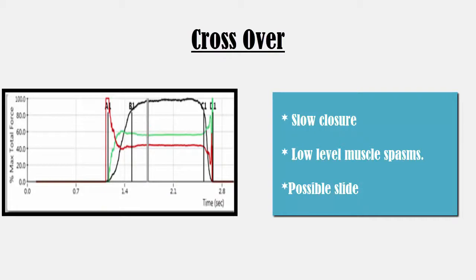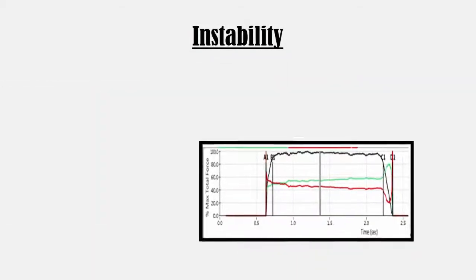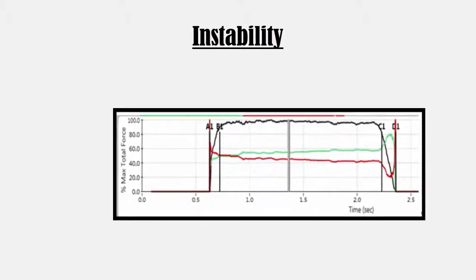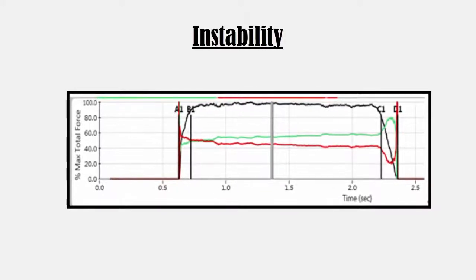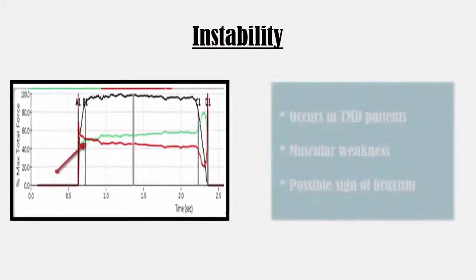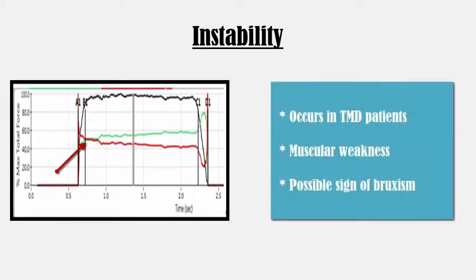And finally, in the last example, it shows the right side starts at 100%, but is equaled quickly by the left side as the patient attempts to hold their teeth together. The left side gradually overtakes the right side as indicated by the slowly increasing green line. This suggests that the patient is trying to hold their teeth together, but the muscles are in spasm, as indicated by the wavy force line.